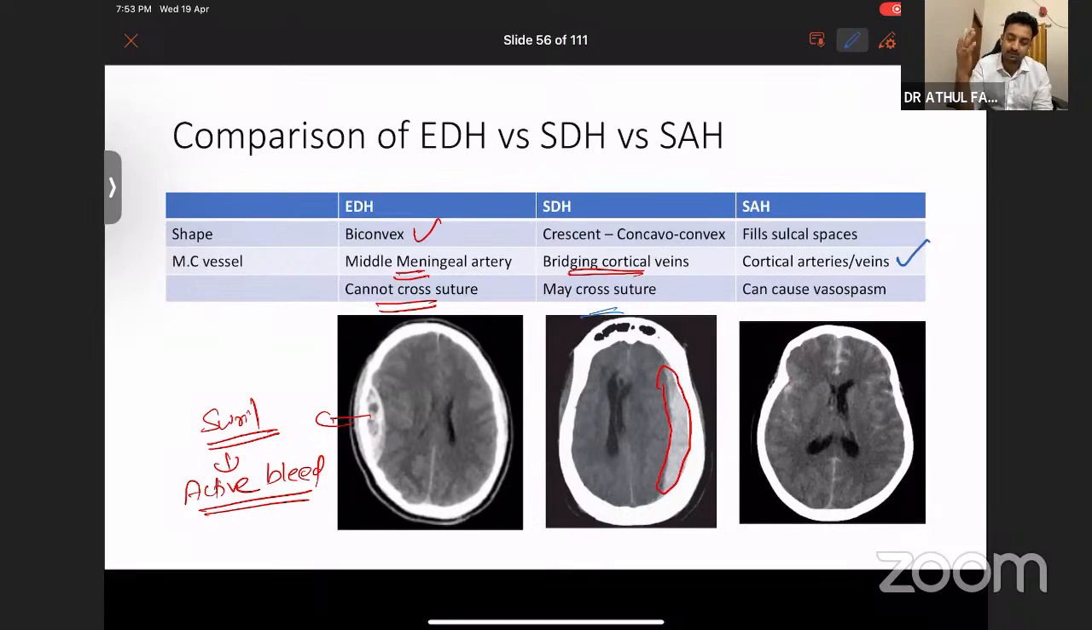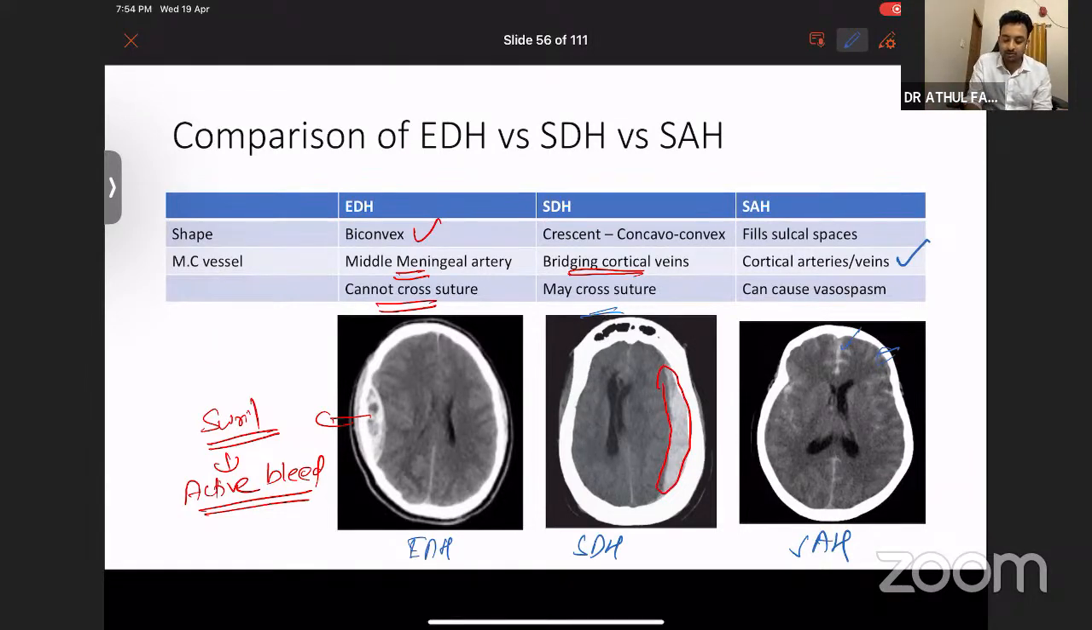So SAH, that is the important thing. SAH will be seen as bleed filling the sulcal spaces. So you should never get this wrong. You should know how EDH is seen, how SDH is seen, how SAH is seen. See these images again, you go for a front. Definitely one question will come.